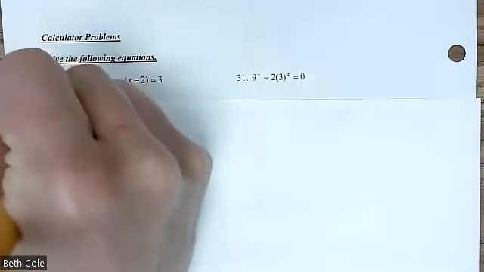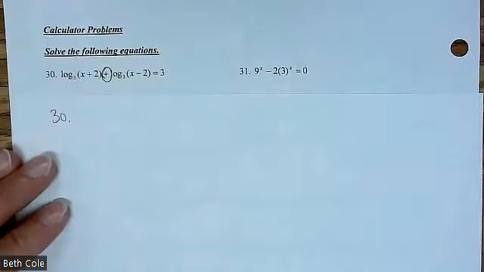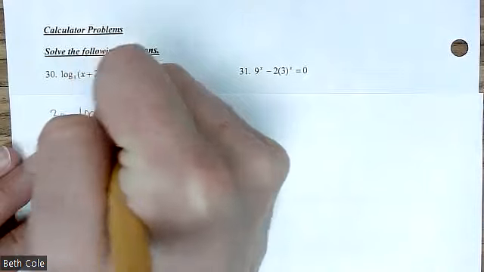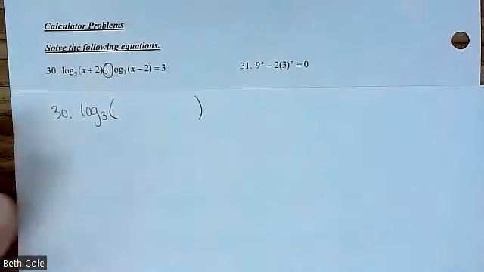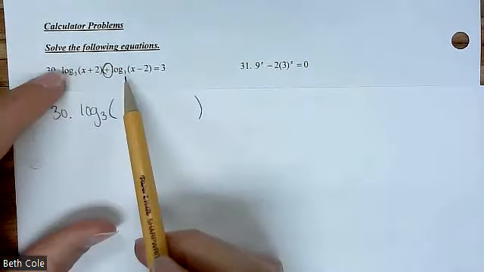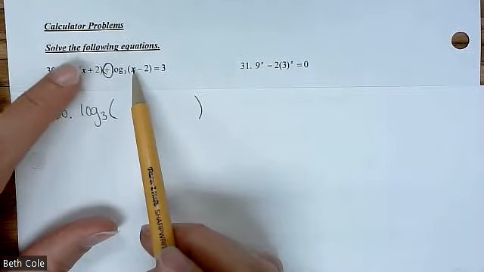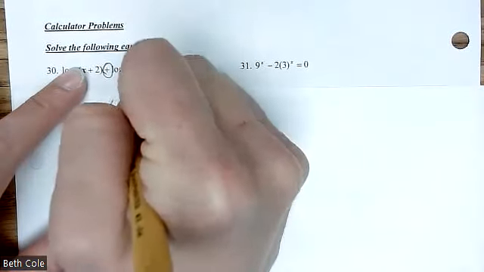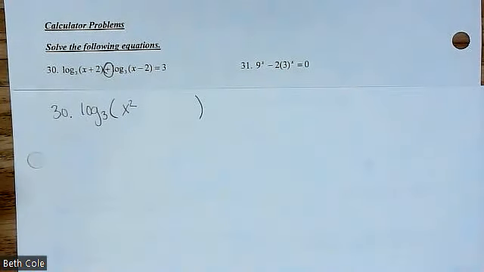Okay, so on your scratch paper for number 30, you're going to write log base 3, leave a gap, and we're going to multiply. And I will point to it and talk you through it. So we're multiplying these two things. X times X. Perfect.